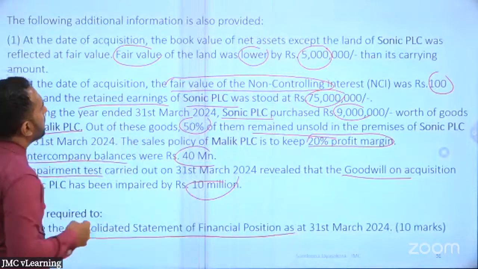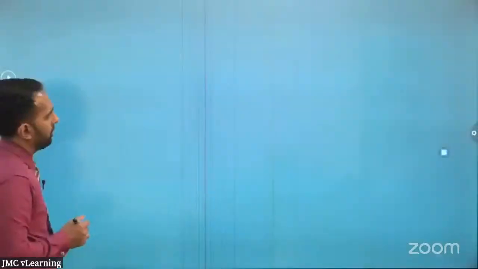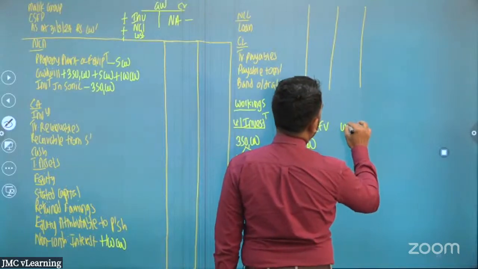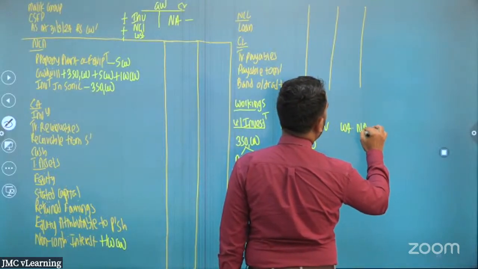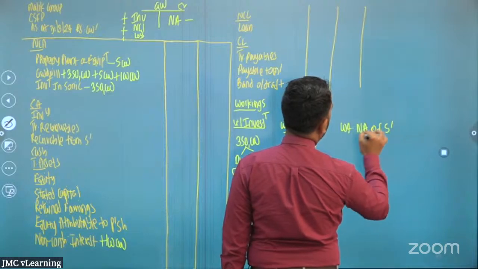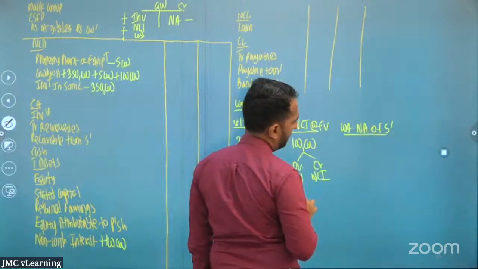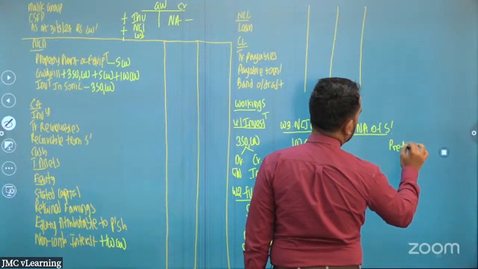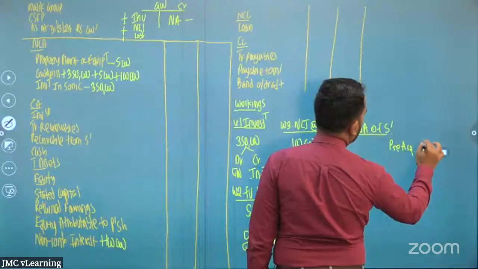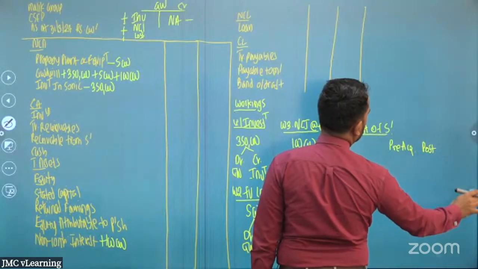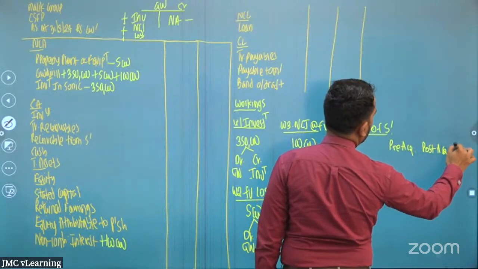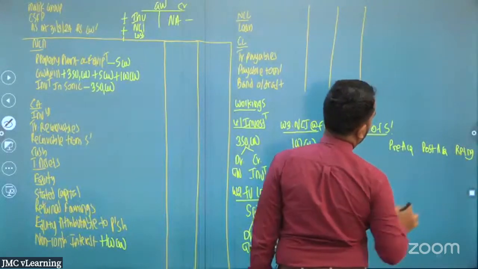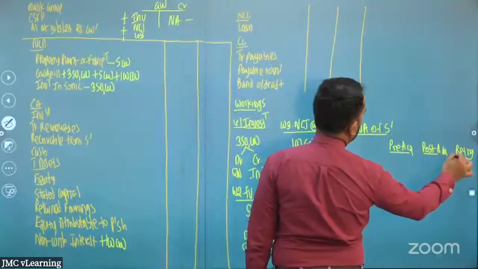On the date of acquisition, the retained earnings stood at 75. So you need to calculate the working number 4, I will get net assets of subsidiary. Net assets of subsidiary. So I have to calculate the pre-acquisition, then the post-acquisition, and the reporting date. Okay, I'll have to separate.